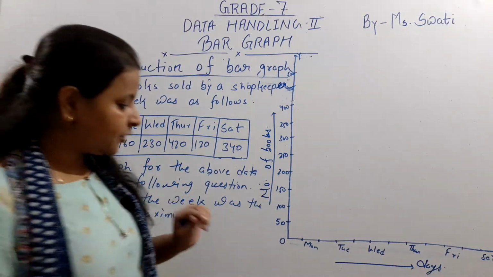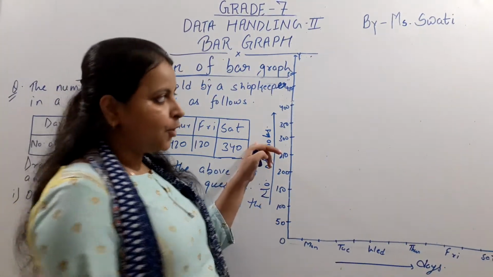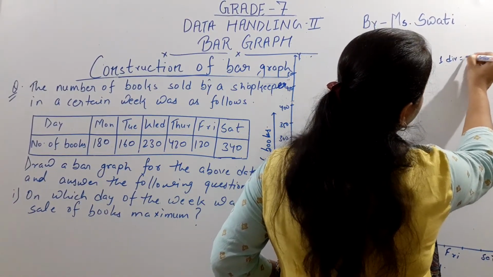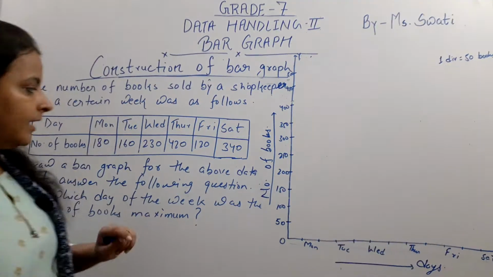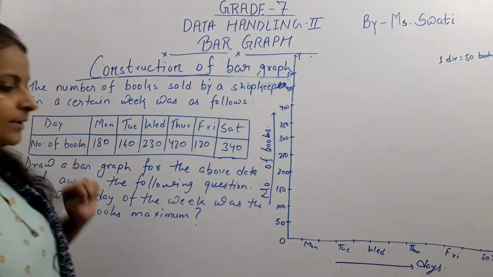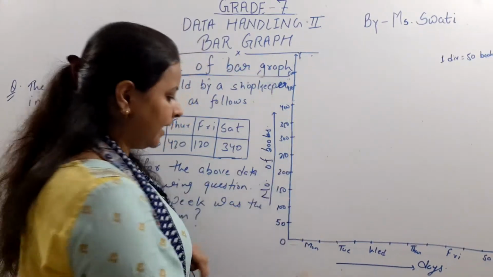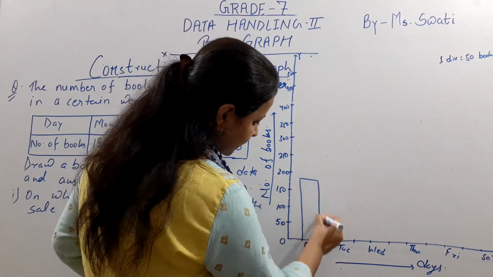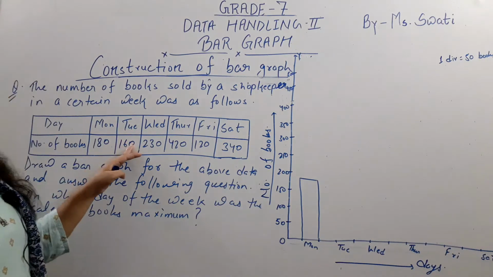What is the scale we choose here? Yes, one division is equal to 50 books. So we have to mention the scale here. One division is equal to 50 books. Okay. Now what is the number of books sold on Monday? On Monday the number of books sold is 180. So 180 is above 150 and below 200. So we draw the bars according to the height of the given data.